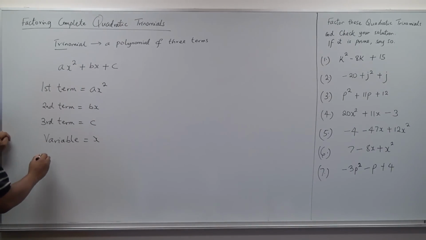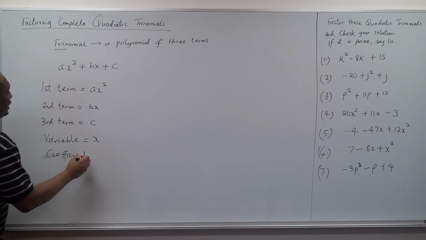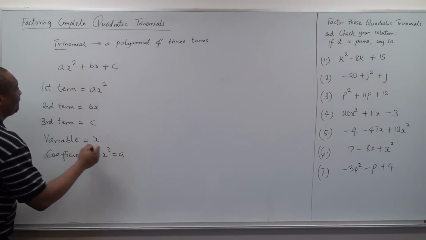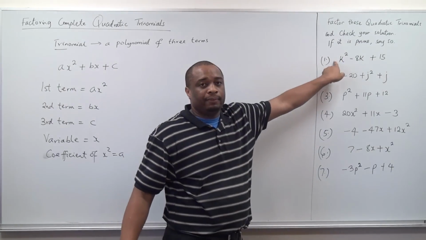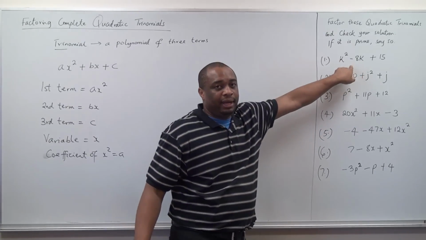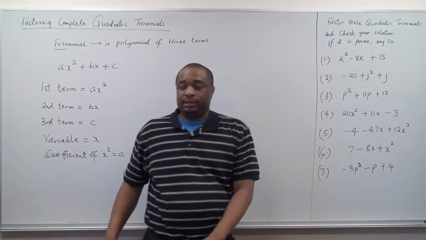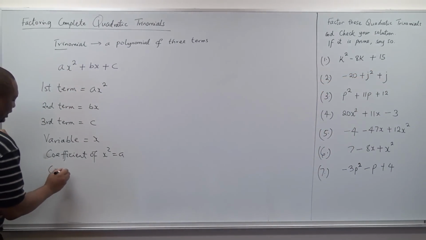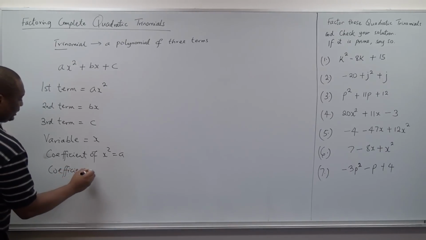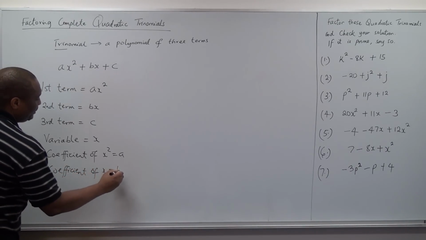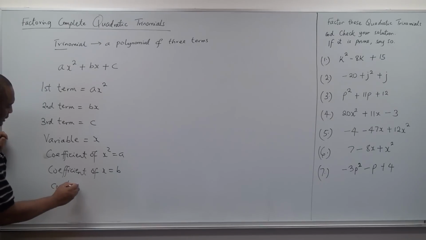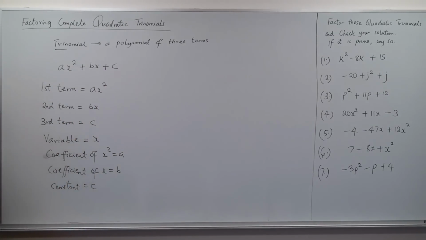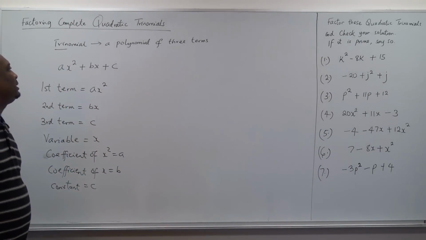Right? So we now talk about coefficient. The coefficient of x squared is a, because it's attached to it. Just like here, the coefficient of k squared is 1. Here, the coefficient of k is negative a. And of course, this is a constant. Then we look at the coefficient of x. What is attached to x is b. And of course, our constant is c. So this is what we expect in a quadratic trinomial.